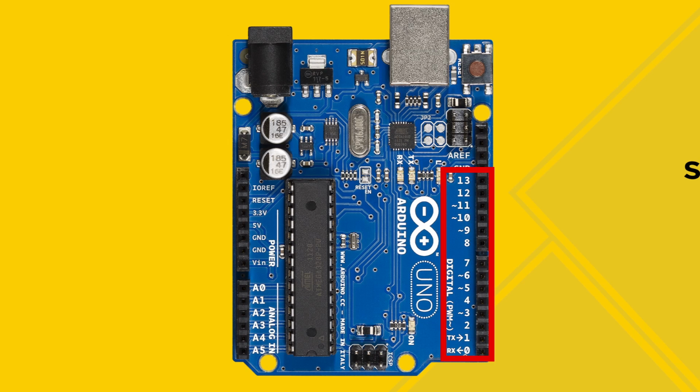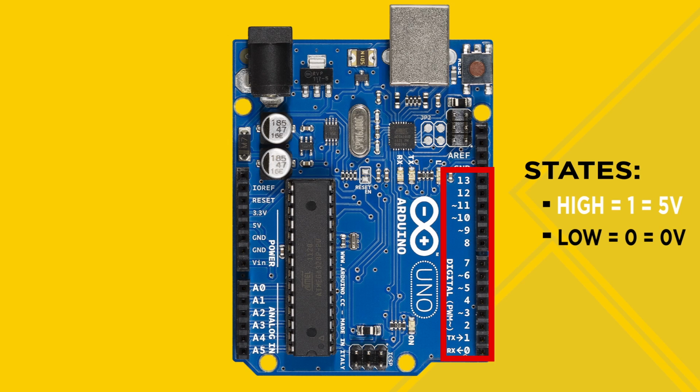These pins have 2 states, either high or 1, and in the high state, the voltage on that particular pin will be 5 volts, and on the other hand, if you set the pin to a low state or 0, the voltage will be 0.